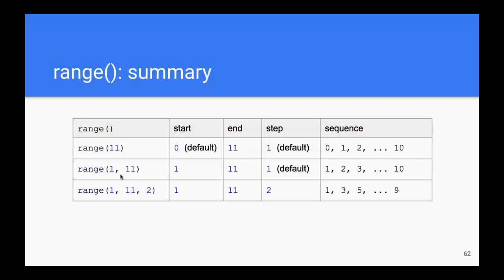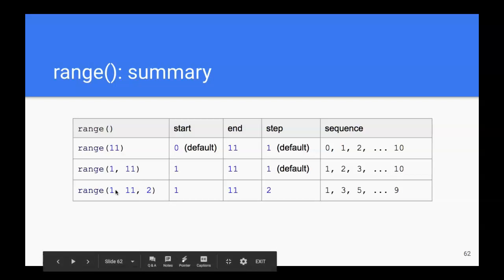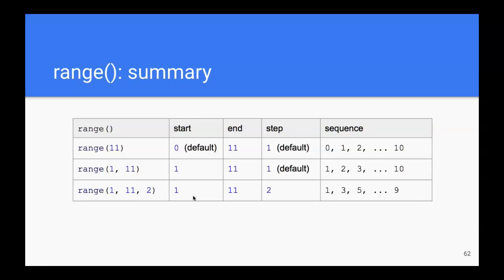If you give it 2 numbers, the first number is the starting number, the second number is the ending number. The step defaults to 1. So range 1, 11, we start at 1 and go all the way up to 10. If you give it 3 numbers, you specify the starting number, the ending number, and the step. And this is the sequence that you'll get for range.